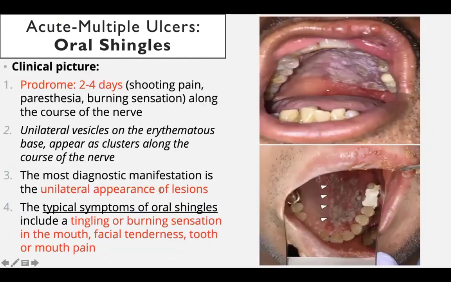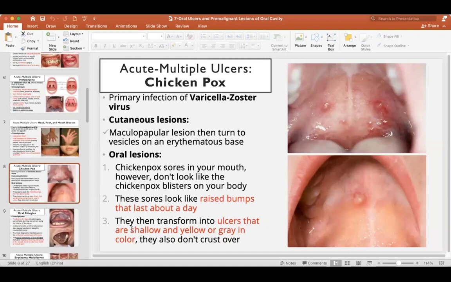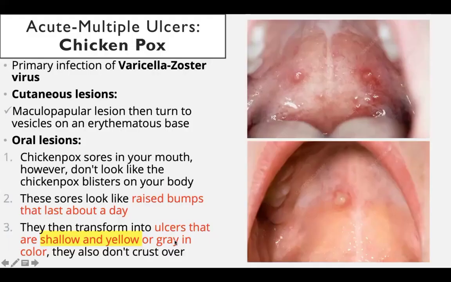Can we? They are shallow and yellow. Perfect, that's how we remember. The ulcers are shallow and yellow because after one day they transform, right? They also do not crust over like the chicken pox found on your body or your skin.